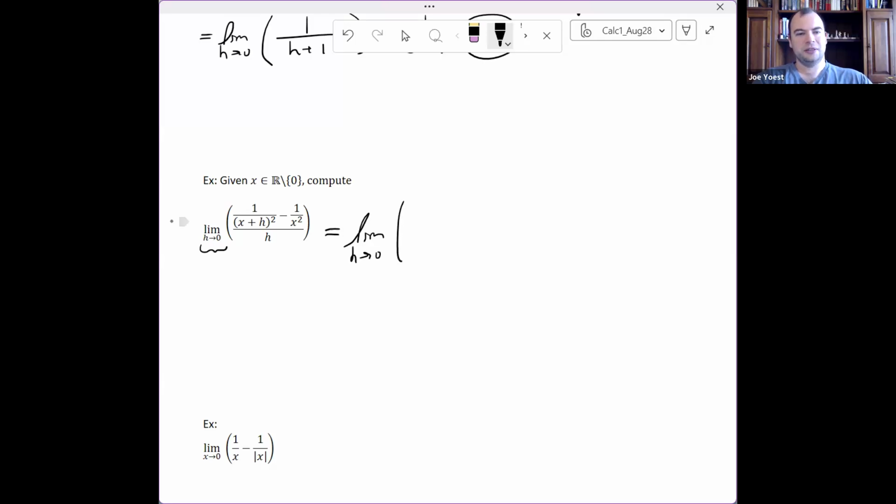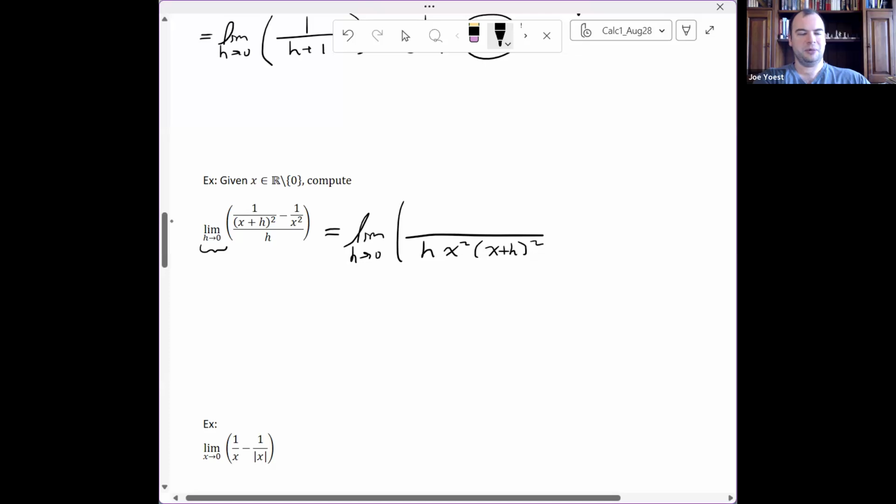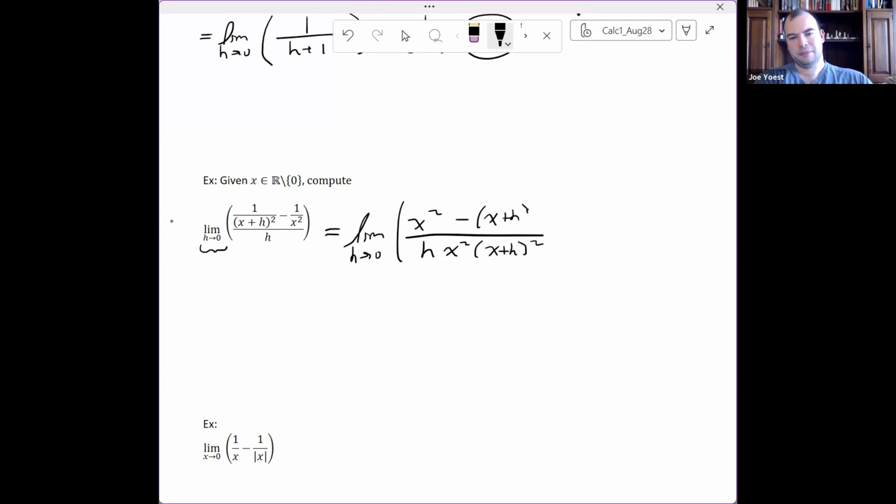In my numerator, I'll have a common denominator of x squared times (x plus h) squared. That's going to mesh with my denominator of h. So I have h x squared (x plus h) squared. That's all going to be a denominator. And then to get my common denominator in the numerator, I'm going to get a factor of x squared on the first one and a factor of (x plus h) squared on the second term.